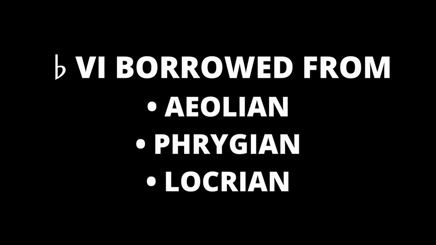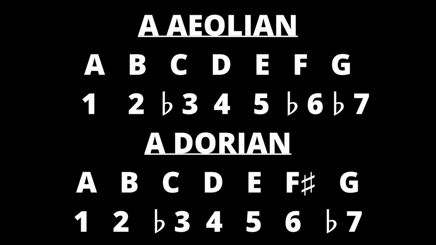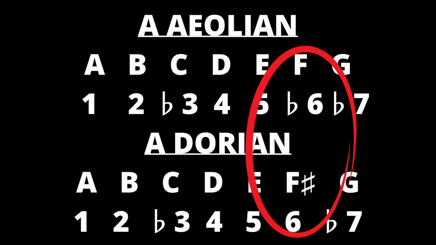This flat 6 borrowed chord can come from the parallel natural minor / Aeolian, Phrygian and Locrian modes. Here's the A Aeolian mode note in comparison to the A Dorian mode. As highlighted earlier, the only difference is the natural 6th note. Here that is the F note. We already saw that this can be played over the F chord.